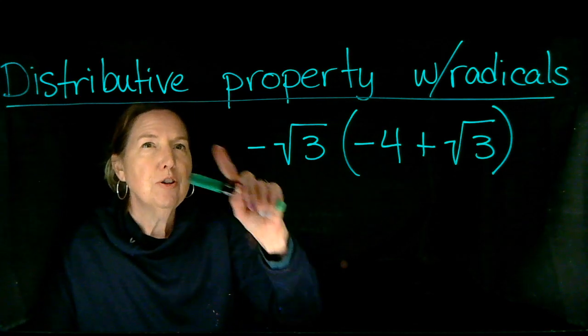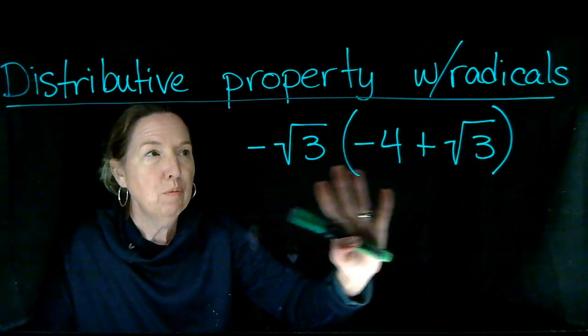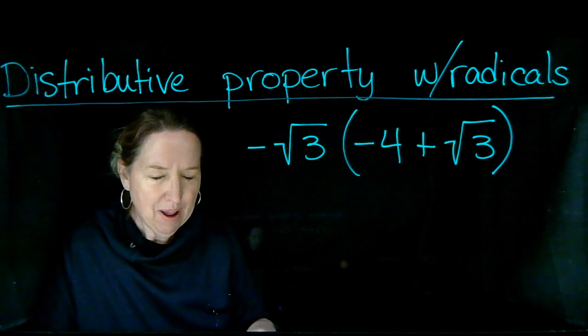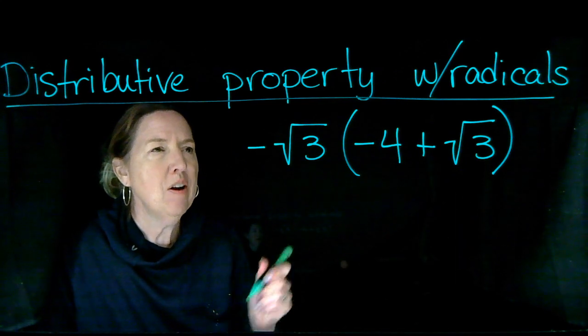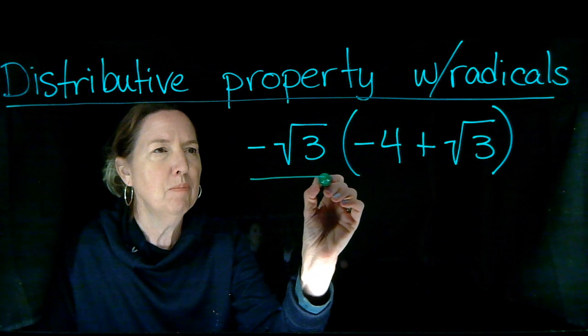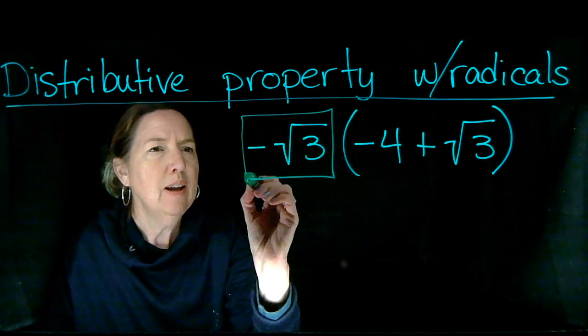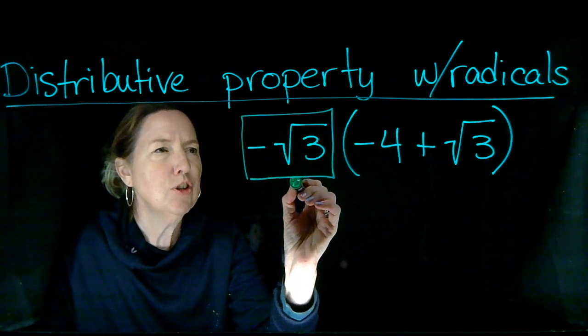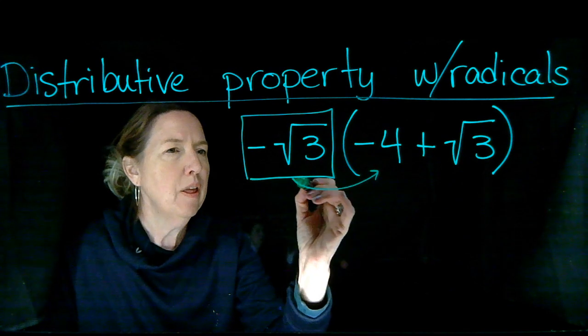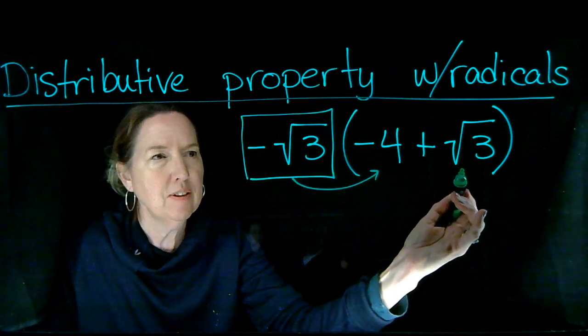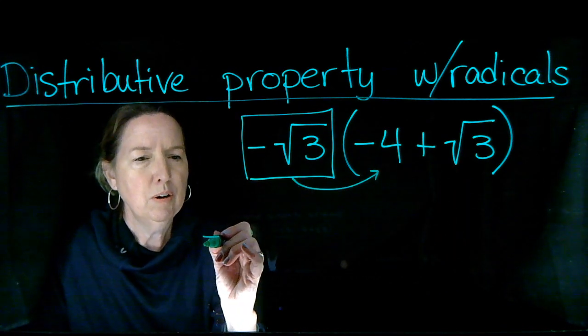Let's use the distributive property with radicals. So what I mean by that is we are asked to take this term right here, and the parentheses are telling us to multiply it with everything in the parentheses. So I'm going to write my equal sign.